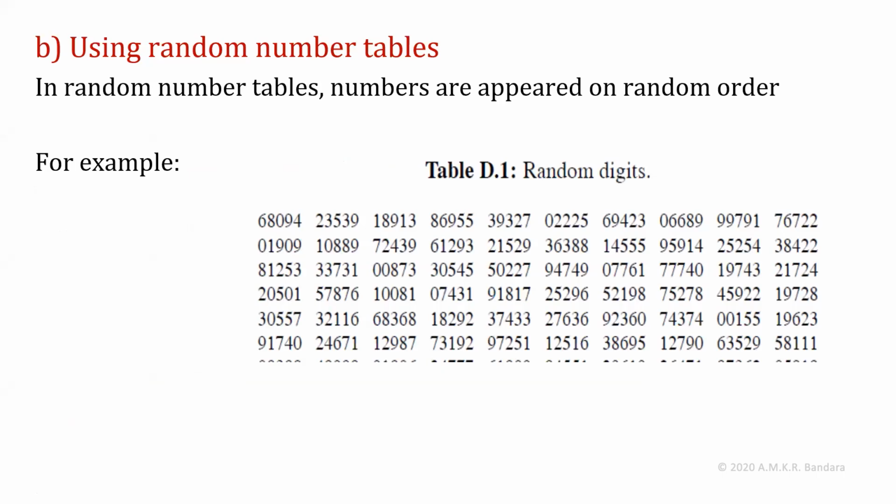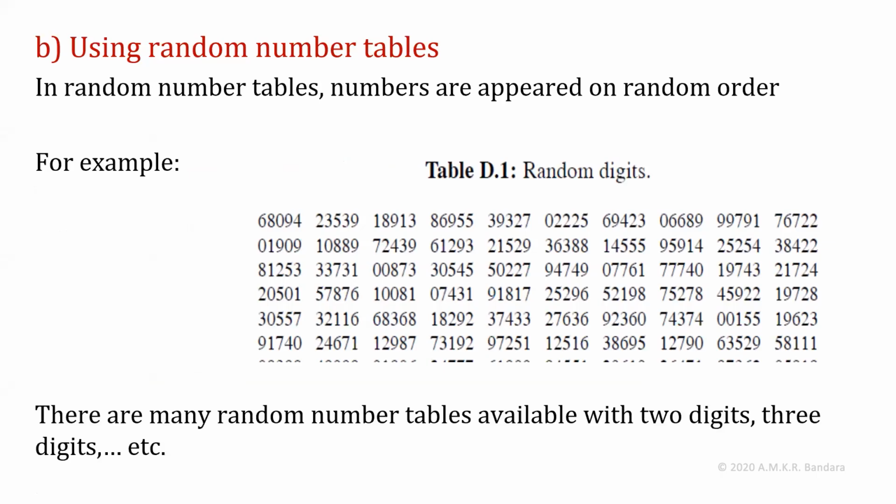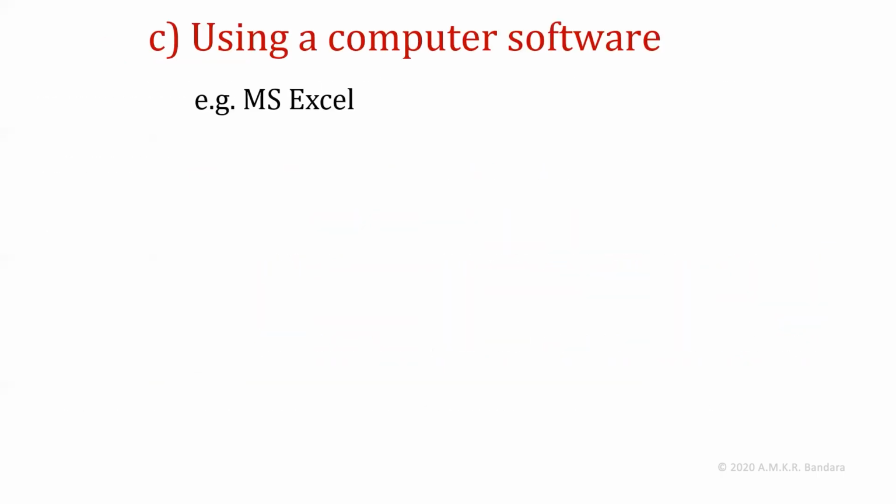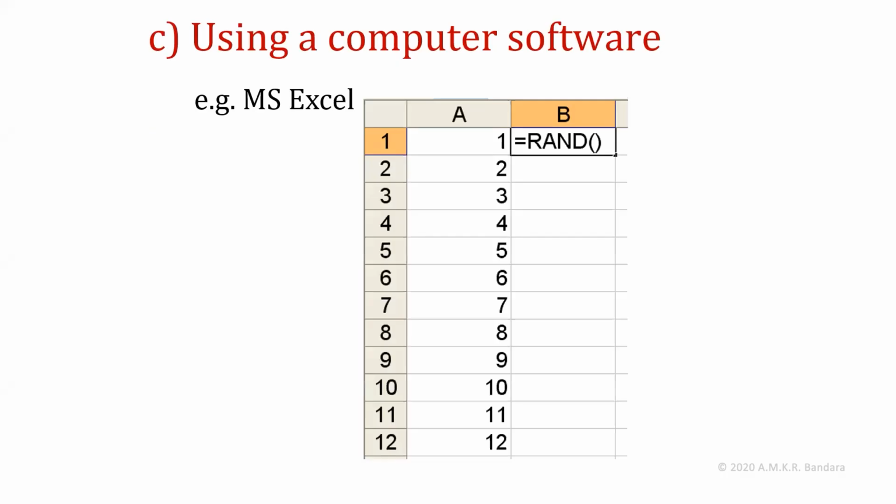First way is to use chits. Second way is to use random number table. Third way is to use a computer software. We can easily use Microsoft Excel to choose individuals to our sample randomly. Here in the first column of the Excel, you can type the numbers in your population. Assume there are 12 individuals in your population. Then you type numbers 1 to 12 in the first column.